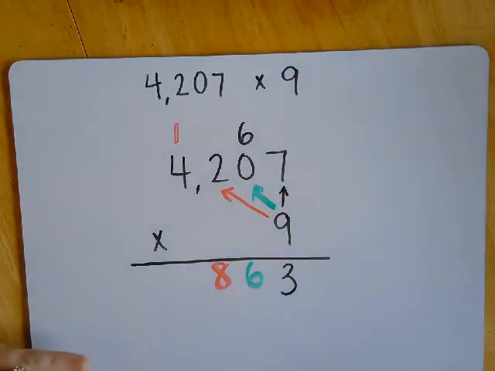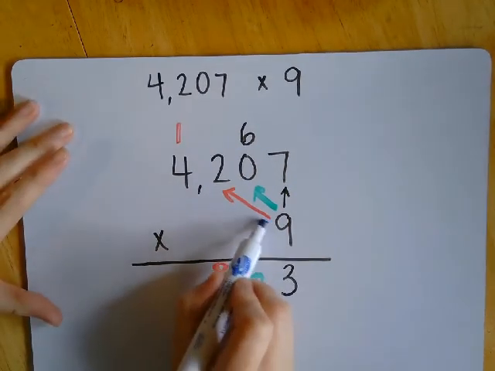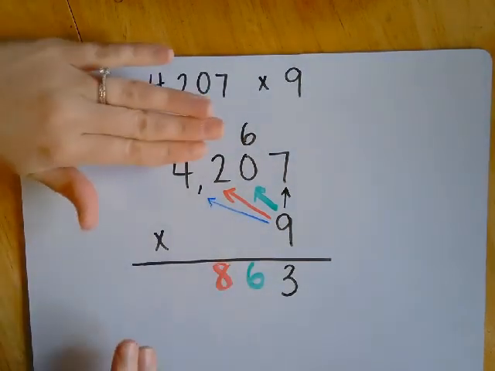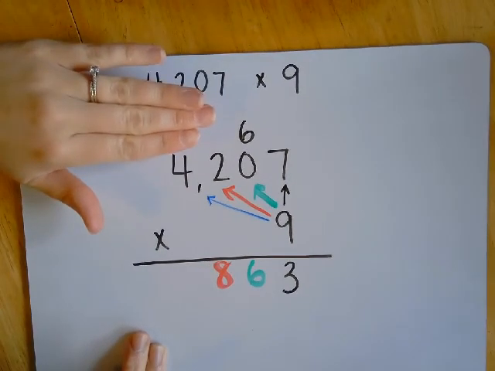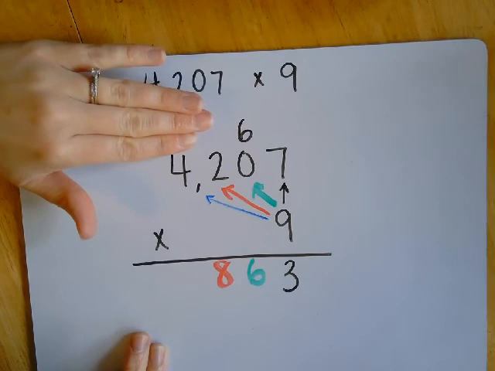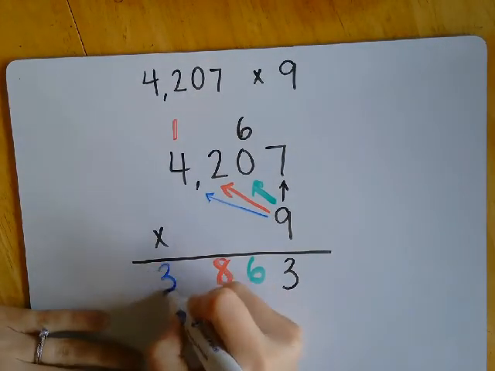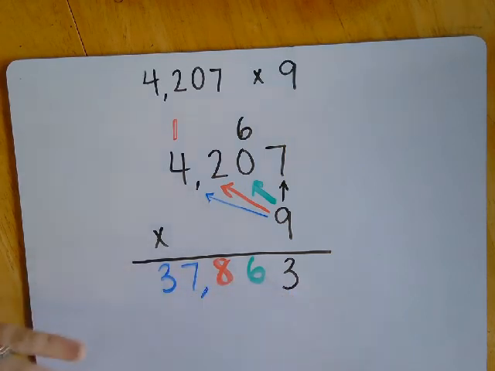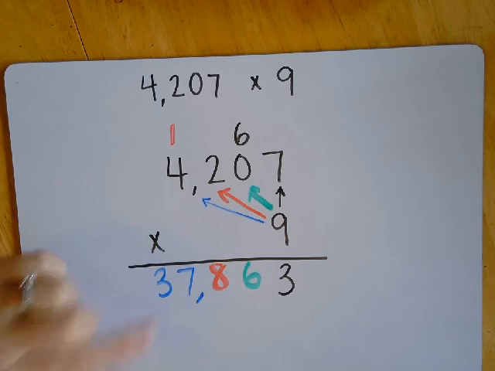Follow me. All right, last but not least, I need to multiply the thousands place. So 9 times 4. Remember, I need to do that operation first before I think about the 1. 9 times 4 is 36, plus 1 more is 37. So 4,207 times 9 is 37,863.